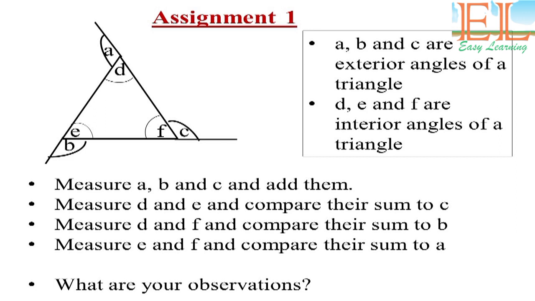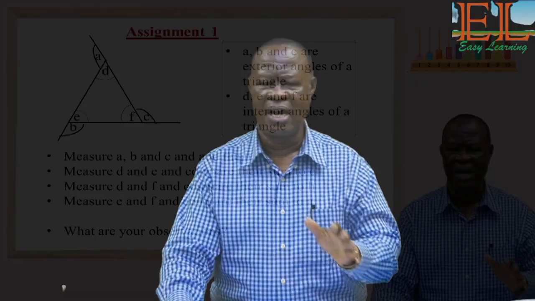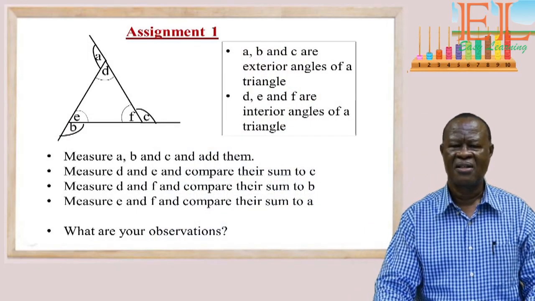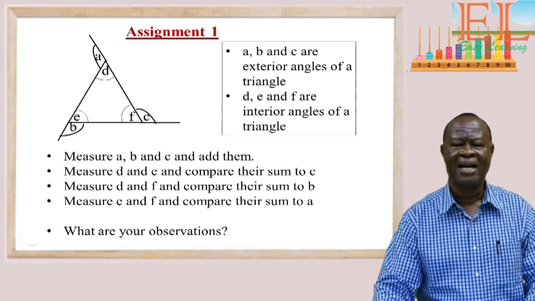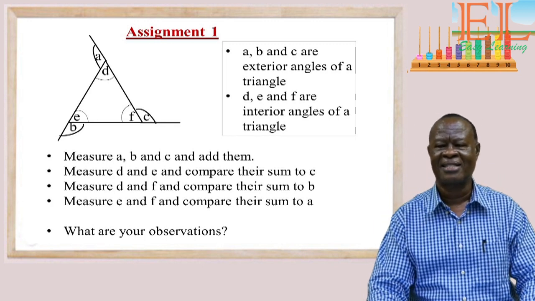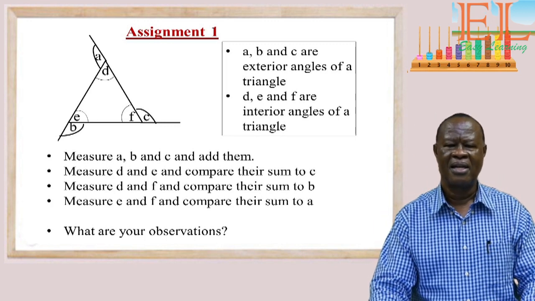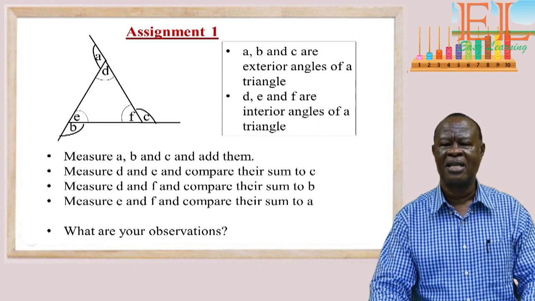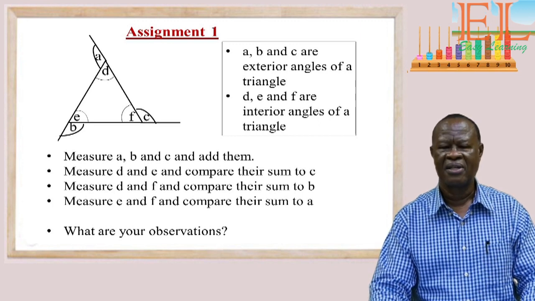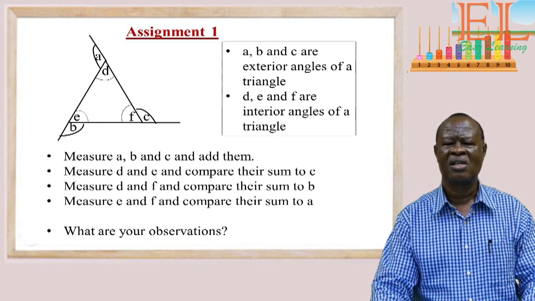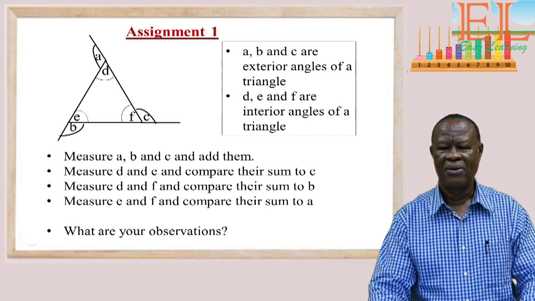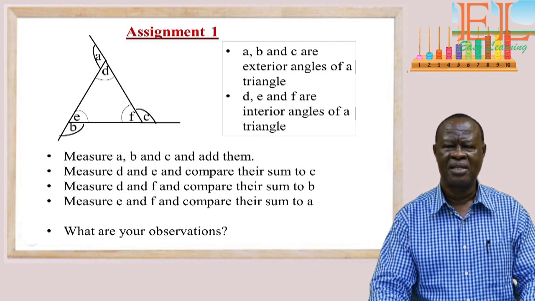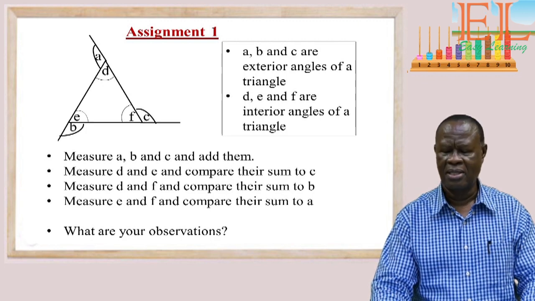I want you to do these measurements and come out with these observations. Measure angles A, B, and C and add them. Measure angles D and E and compare their sum to C. And then measure angles D and F and compare their sum to B. And then measure angles E and F and compare their sum to A. What are your observations? This will help you to solve questions in the next assignments.